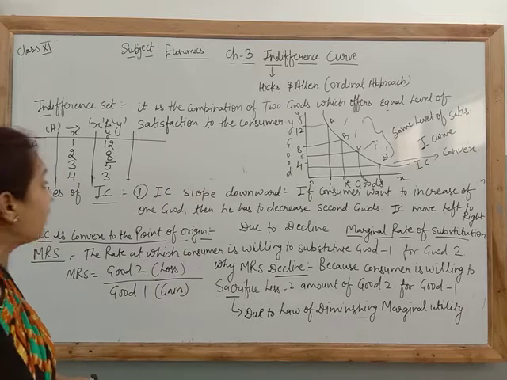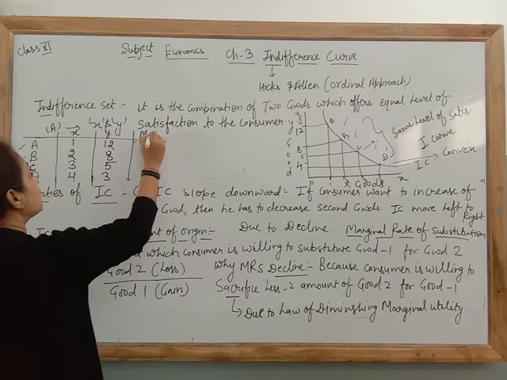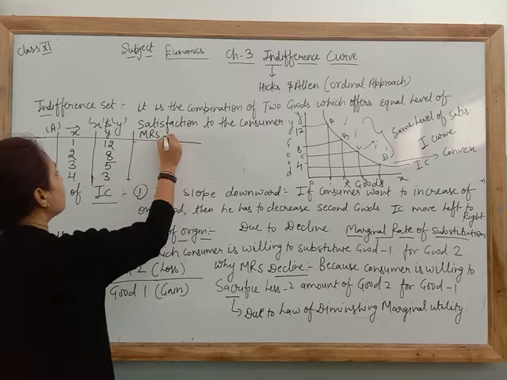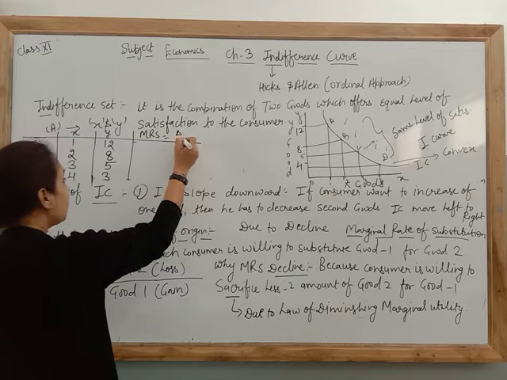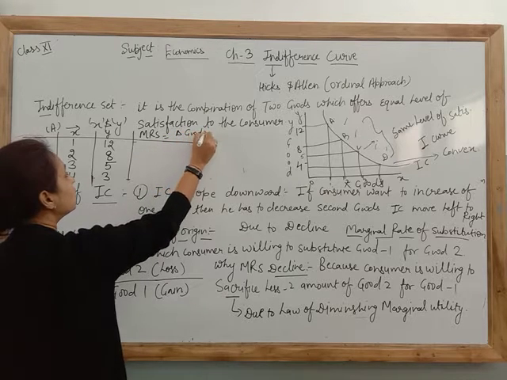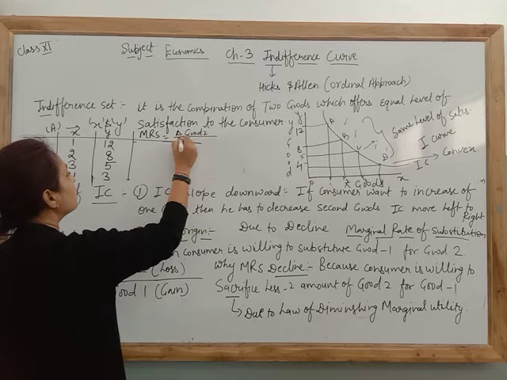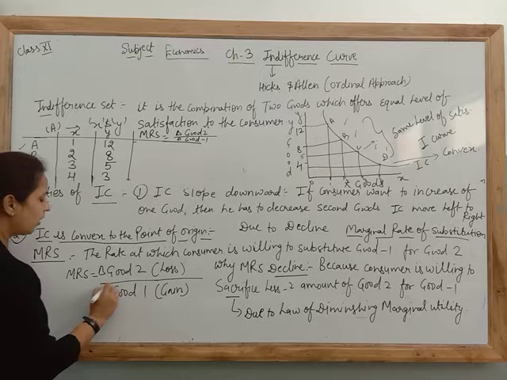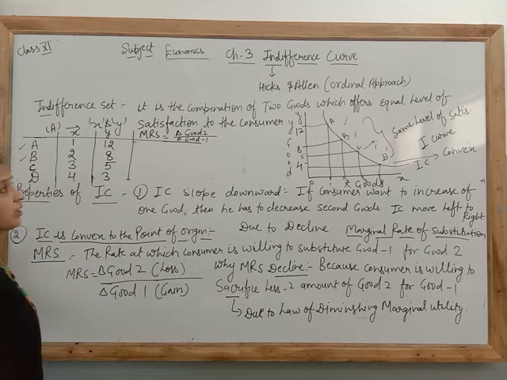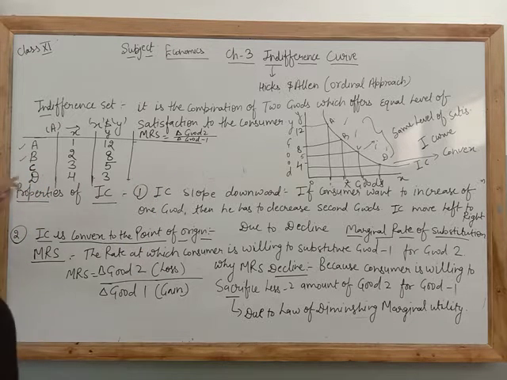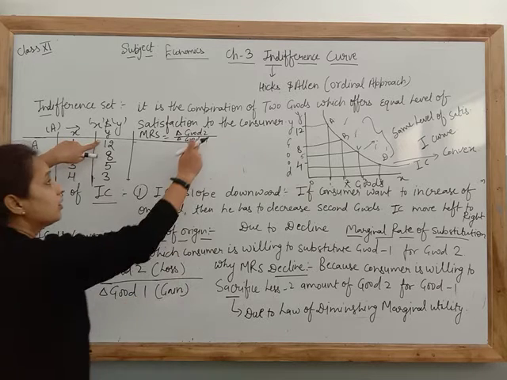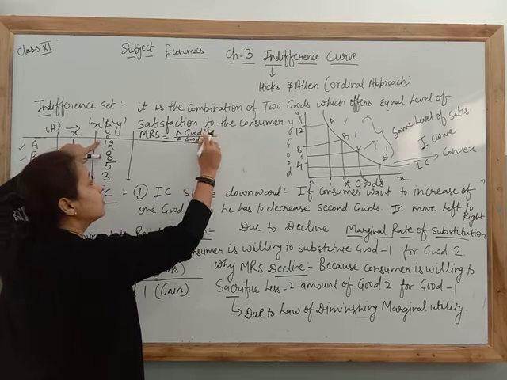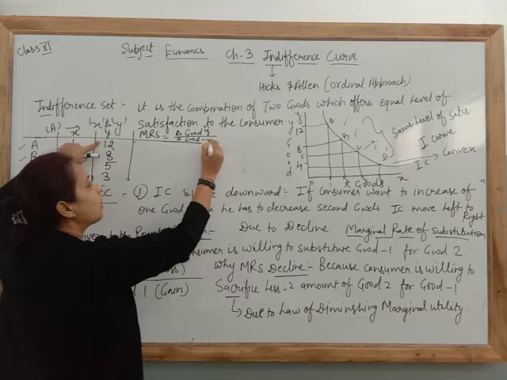MRS, what is the formula of that? Change in, or we can say loss in good 2 divided by gain in good 1. Clear? Now look at that. Change in good 2 divided by change in good 1. Good 2 we are assuming y and good 1 x.